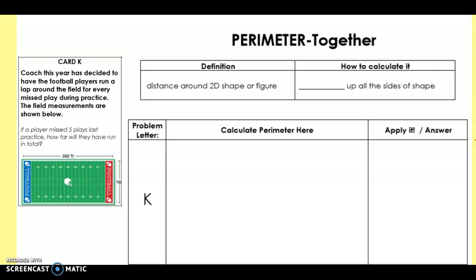So taking a look at perimeter. Remember, it's the distance around a 2D shape or figure. So to calculate it, we would be looking to add up all the sides. So again, our operation when we're looking at perimeter is to add.